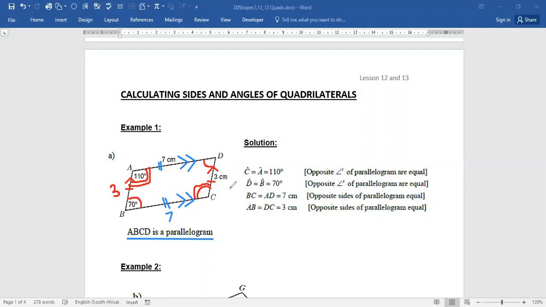In answering our questions, we started with angle C in this example. In the solution, we need to solve for C. So C is equal to angle A, which is 110, opposite angles of a parallelogram. Then D is equal to angle B, which is 70 degrees. Both reasons: opposite angles of a parallelogram. BC is equal to AD, which is 7 centimeters. And AB is equal to DC, so it's 3 centimeters.